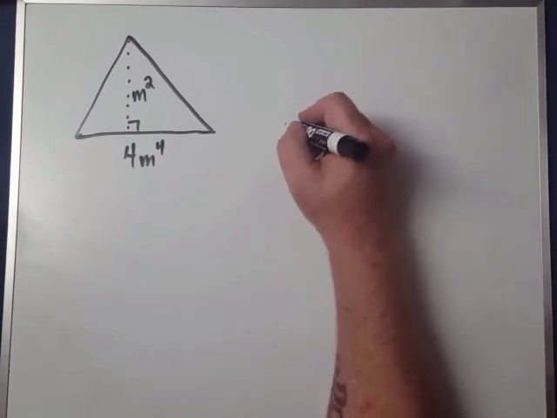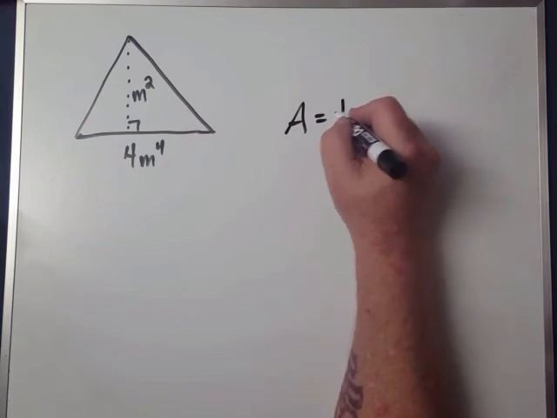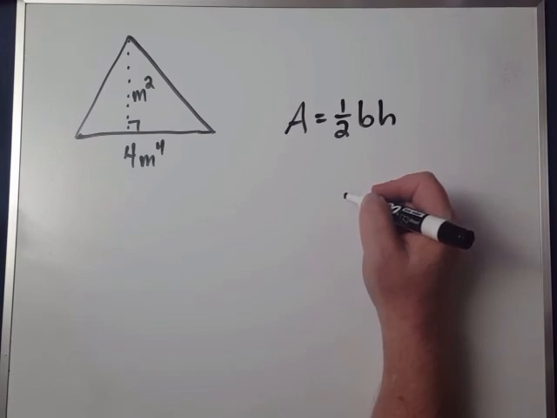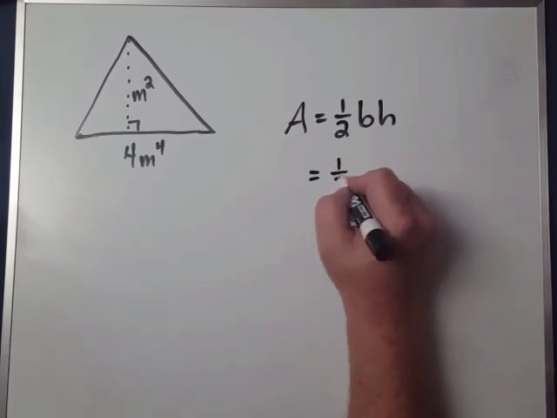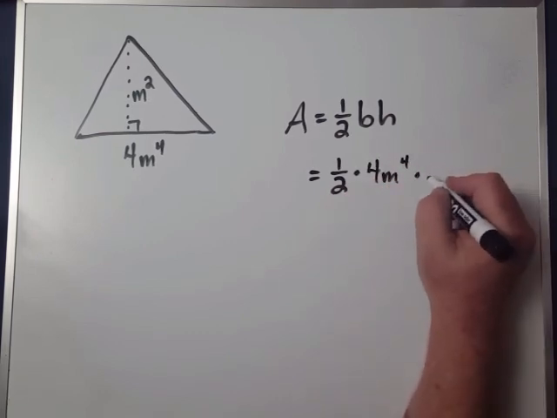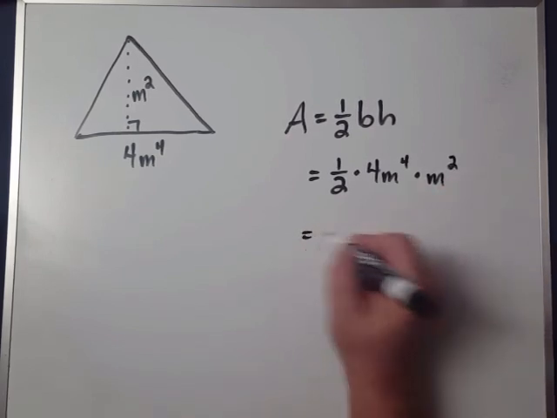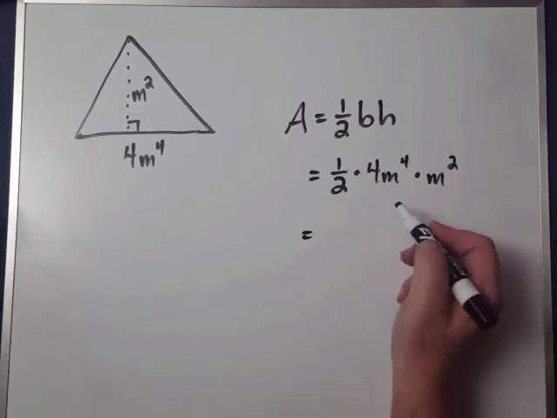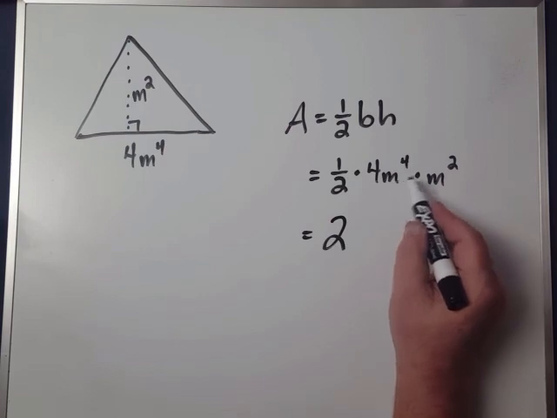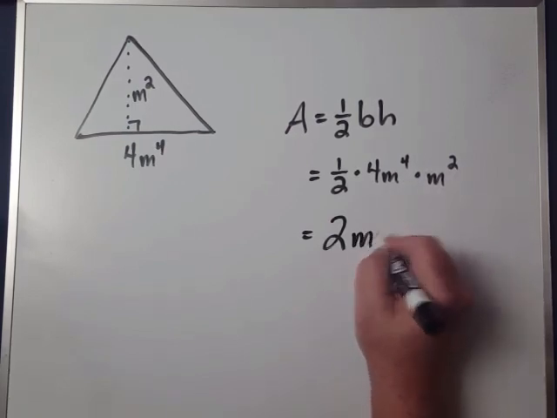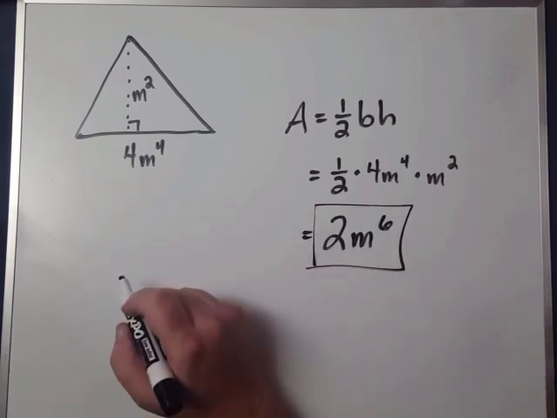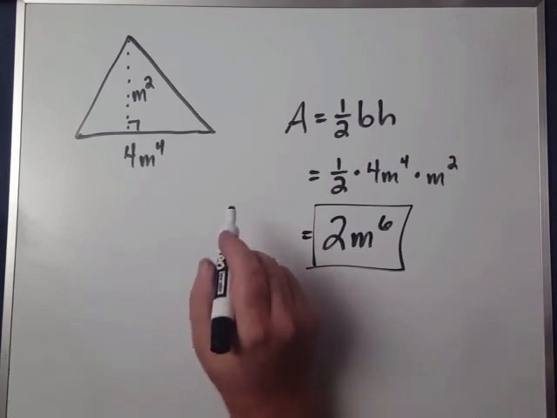Well, we need to know our formulas, don't we? The area of a triangle is 1/2 its base times its height. So we plug in 1/2 times the base is 4m to the 4th times the height is m squared. 1/2 times 4, half of 4 is 2. M to the 4th times m to the 2nd, product of like bases, add the exponents. M to the 6th power. I'm going to tell you right now, I like these problems. These are good problems.